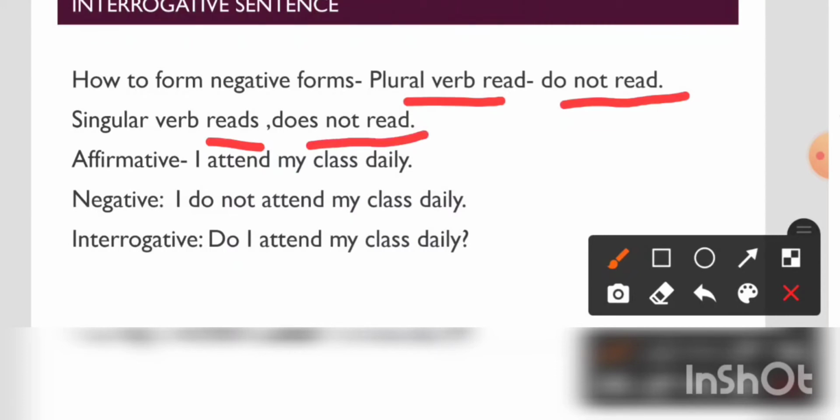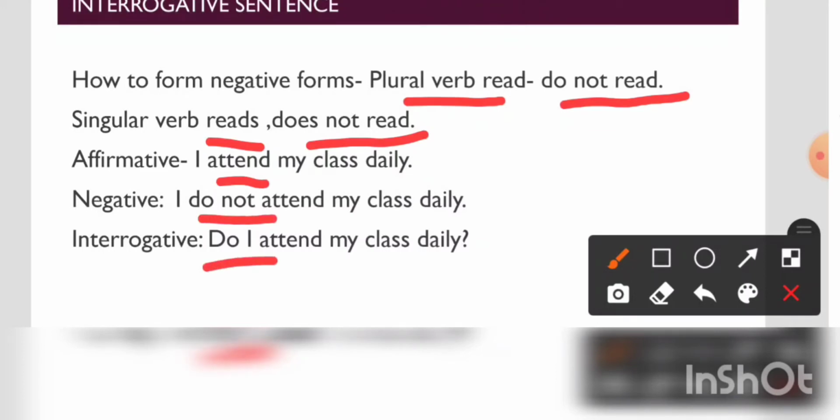Affirmative sentence: I attend my class daily. When the sentence is not negative, this is called affirmative. I do not attend my class daily. This is negative. Do I attend my class daily? This is interrogative, the question.